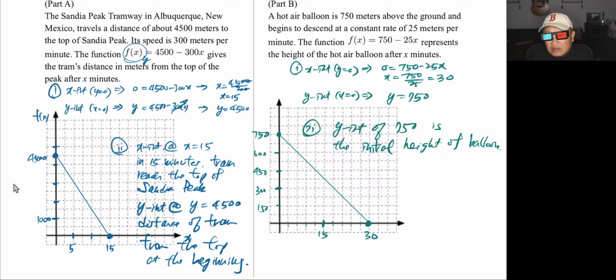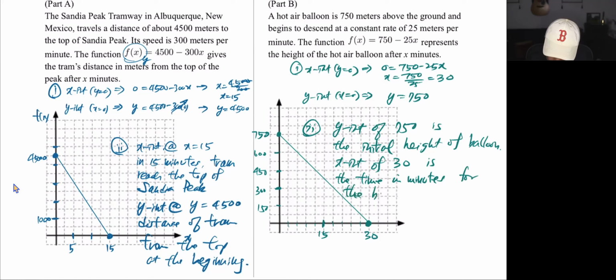So here y is equal to 0, which means the height of the balloon is 0, which means it hit the ground, right? So what that means is that the x-intercept of 30, and that's in terms of minutes, is the time in minutes for the balloon to land. Okay, guys? All right.